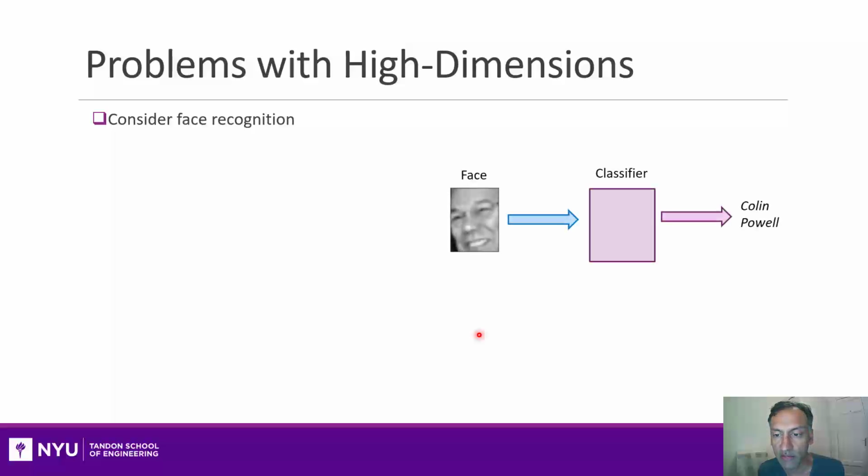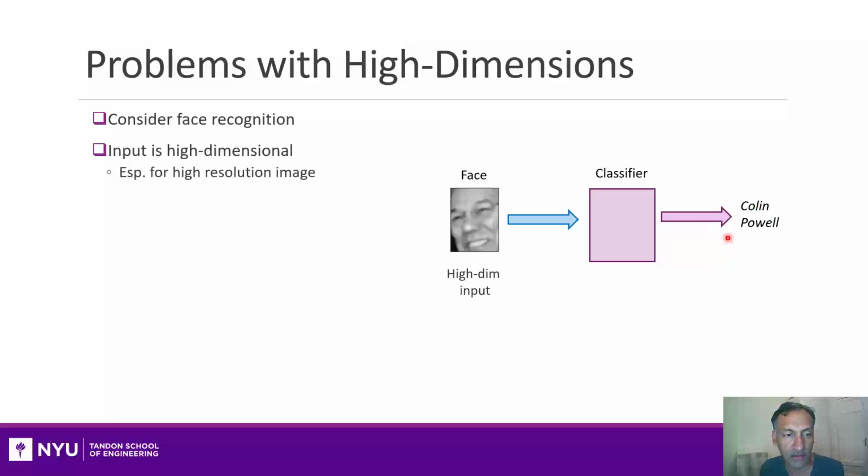And by that I mean the following. We're given some image of a face. If you're as old as I am, you will recognize this face. This is Colin Powell, politician from decades ago. And we're going to look at this data set later on. What we want to do is build some classifier that gets this face and recognizes who this person is.